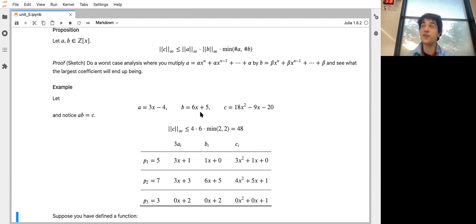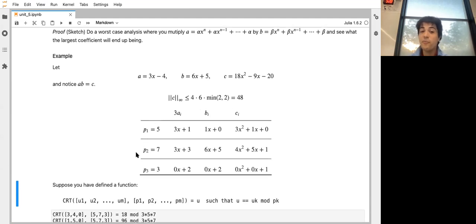6 by 4 is 24. This has 2 non-zero terms. This has 2 non-zero terms. So we need to make sure to pick enough primes so that the product of primes is greater than 48. So 7 by 5 is 35, by 3 is certainly in excess of 38.